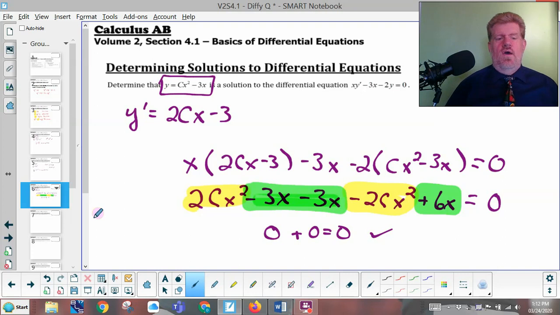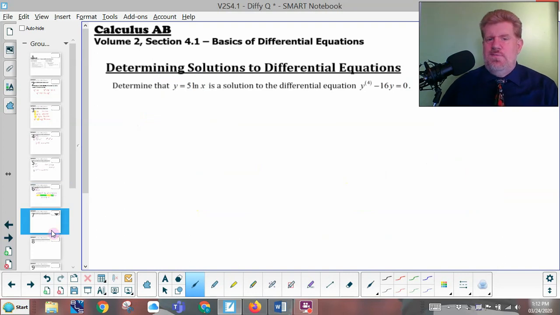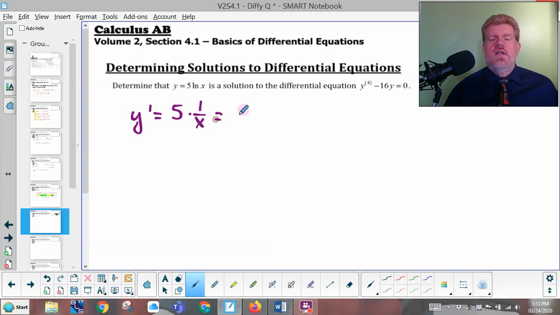Okay? One more. Now I can't make them all solutions, so I made one that definitely is not a solution. And you'll be able to tell quickly if it's not going to work. So y equals 5 natural log of x. Does the fourth derivative minus 16y equal 0? Well, it's 5 natural log of x, so let's find the first derivative. There's your constant. The derivative of natural log of x is 1 over x. Now I'm going to write it this way because it's going to be easier to take the rest of the derivatives. So the second derivative, negative 5 x to the negative 2.